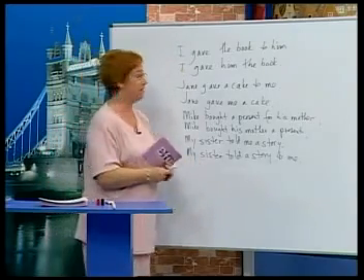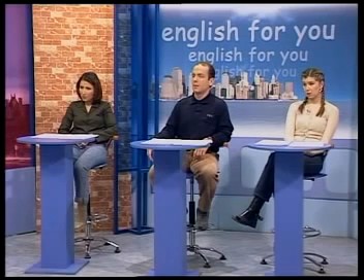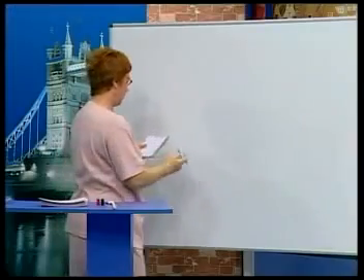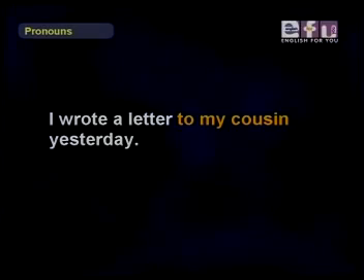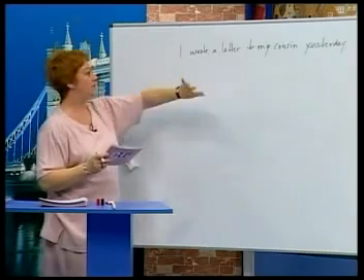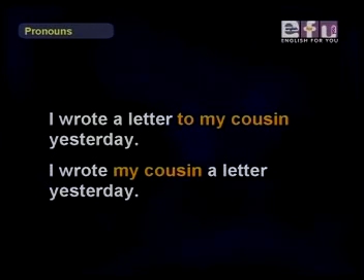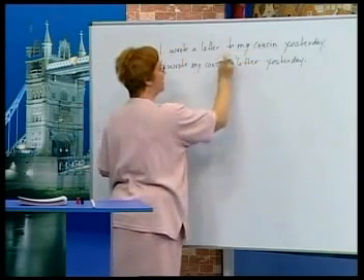Now, we're going to practice a little bit, and let me take these off, and we'll put some more on here, and our assistants will help us. All right. Now, we're going to change the direct and the indirect objects. So, I wrote a letter to my cousin yesterday. Okay, Susan, I want you to change it. I wrote my cousin a letter yesterday. So we moved this, we put it here, and we took out two.